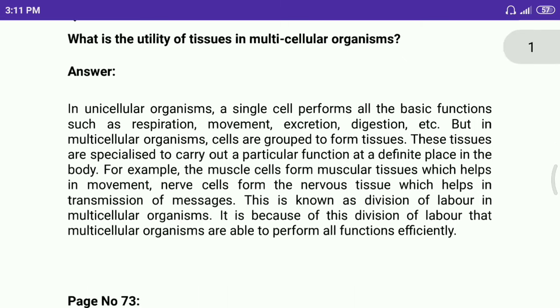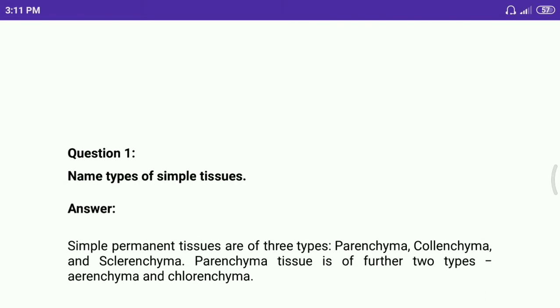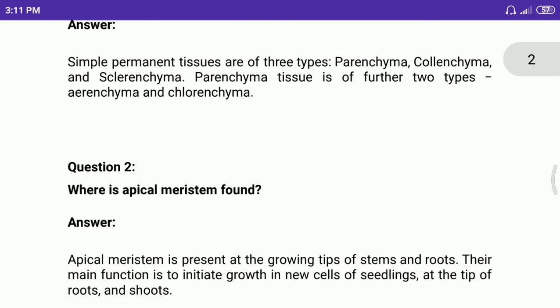Page number 73, first question. Name the types of simple tissue. Answer: simple permanent tissue are of three types: parenchyma, collenchyma, and sclerenchyma. Parenchyma tissue is further of two types: parenchyma and chlorenchyma.